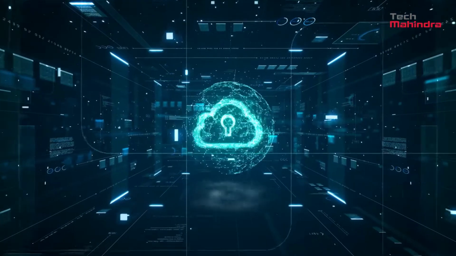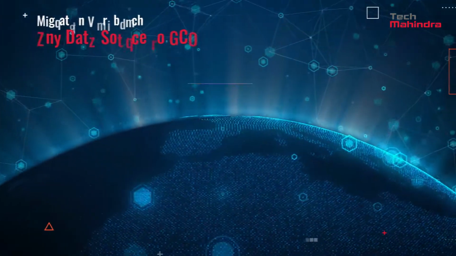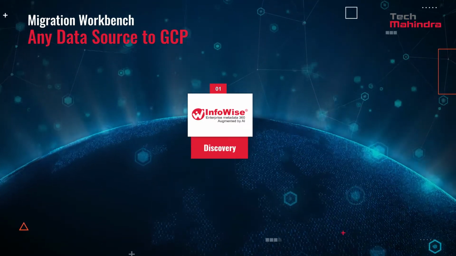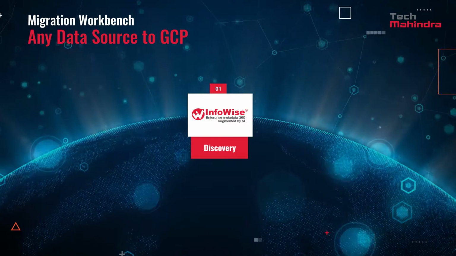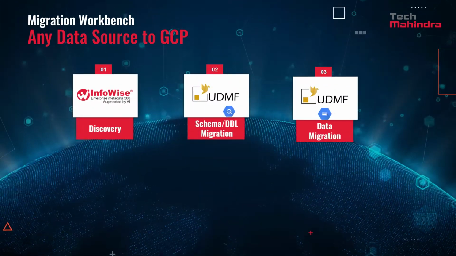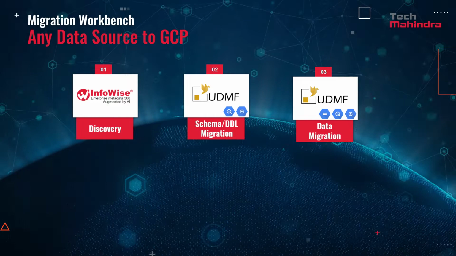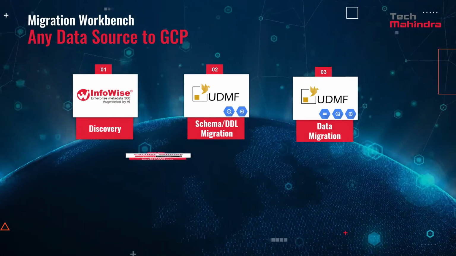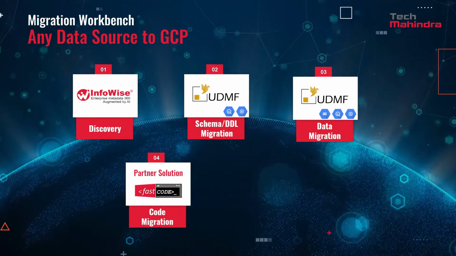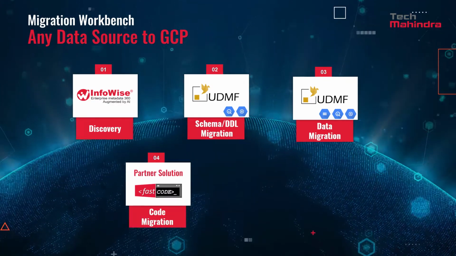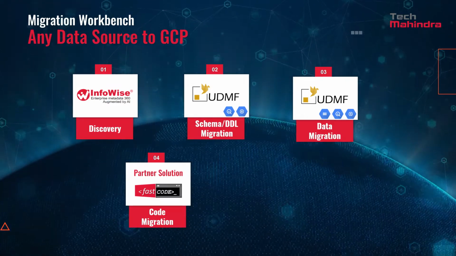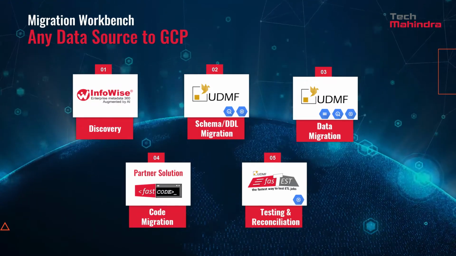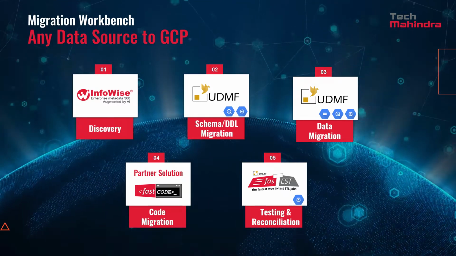The workbench consists of the following modules: pre-migration data analysis using InfoWise, a metadata-led disruptive data and analytics governance platform; schema and data migration with UDMF, the unified data management framework for seamless migrations; code migration through FastCode, a configurable open source framework for automating aspects of ETL; migration validation using FastTest, an open source ETL testing automation framework.